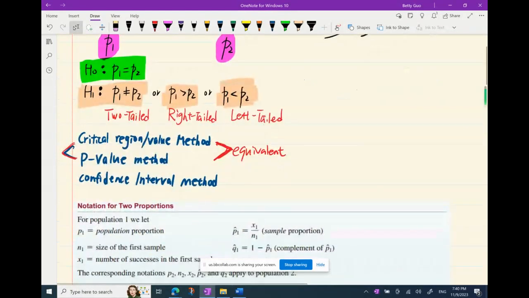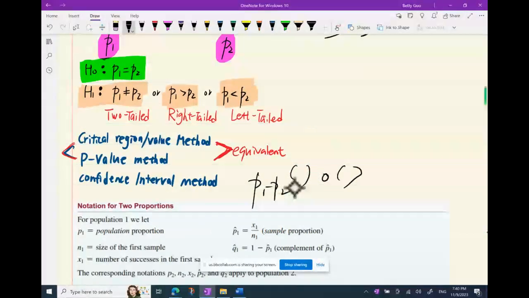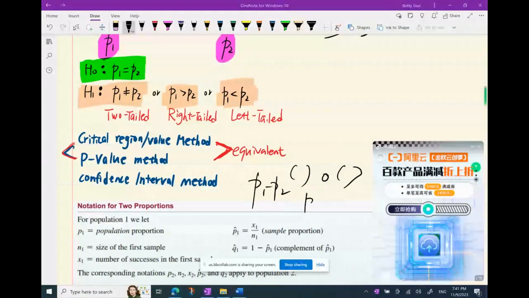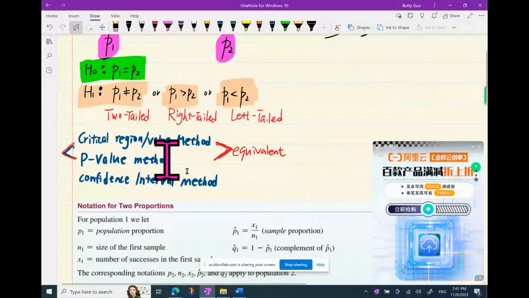So we mainly use the confidence interval to estimate what? Sometimes we estimate the value P1 minus P2, right? And if 0 is in the interval, then there's a chance the null, P1 equals P2, is correct. If the confidence interval does not include 0, lower than 0 or higher than 0, then we can determine whether P1 is bigger than P2 or P1 is less than P2. So mainly we use the confidence interval to estimate P1 minus P2. Yeah, but some people use that as a method.